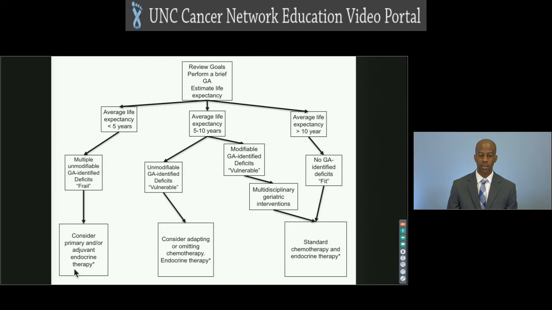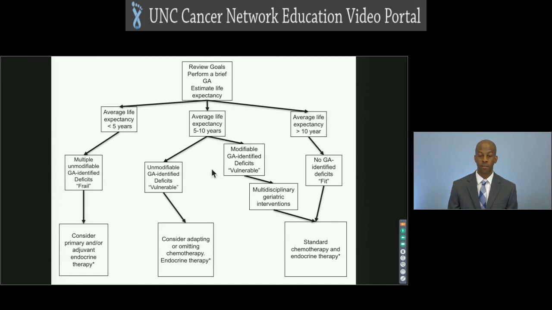We consider things like primary endocrine therapy, like the last patient where we put them on hormonal blockers if they had a breast cancer that was responsive, or really some of these patients are not appropriate for cancer-directed therapy, and after discussion consider things like palliative and supportive care, whereas if they have average life expectancy between 5 to 10 years and unmodifiable geriatric assessment deficits, in which case they're considered vulnerable, we consider things like adapting or omitting chemotherapy and treating with endocrine therapies or other less aggressive therapies.